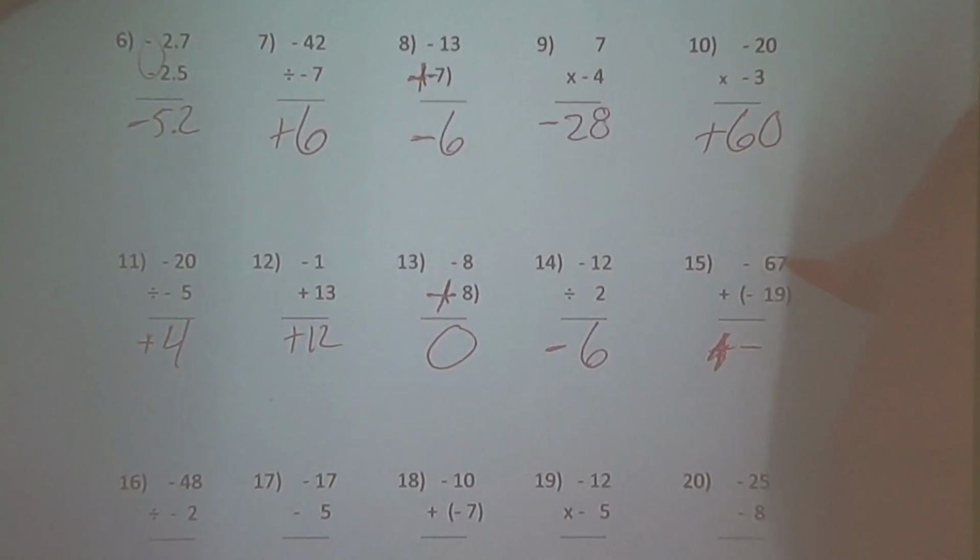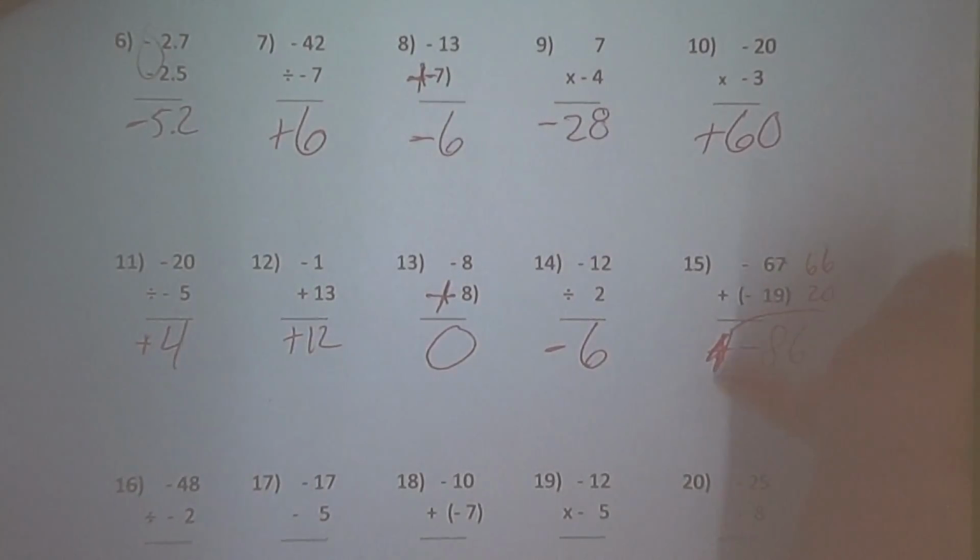I'm going to take one of these and add it to this, so this becomes 20, this becomes 66. Take one away here and put it on that. 66 plus 20 is 86.